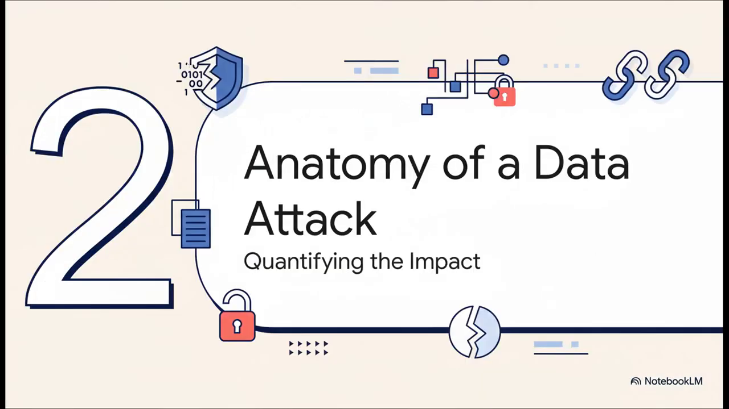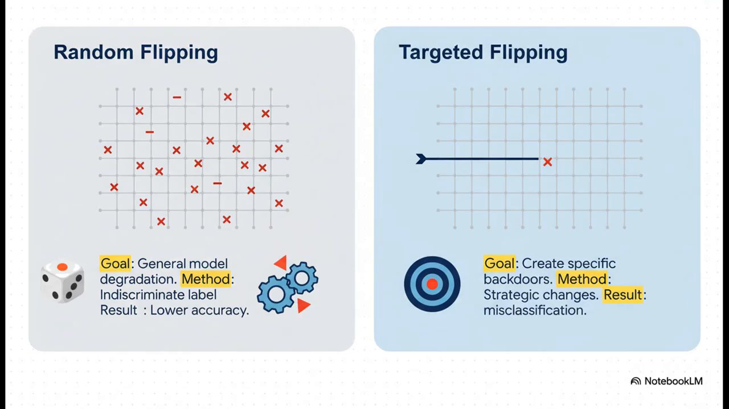Okay, let's move into Section 2, the anatomy of a data attack. We're going to get into the nitty-gritty of how these attacks work and, more importantly, the real-world damage they can actually cause. Generally, attackers take one of two routes here. On one side, you've got random flipping. This is kind of the brute force method. Think of it like just throwing sand in the gears.